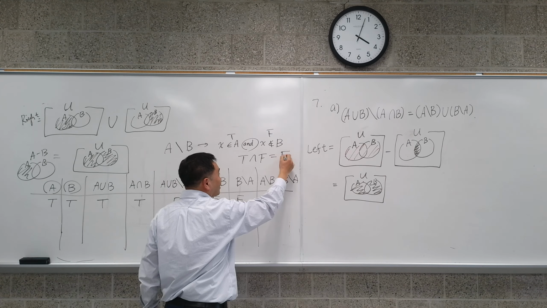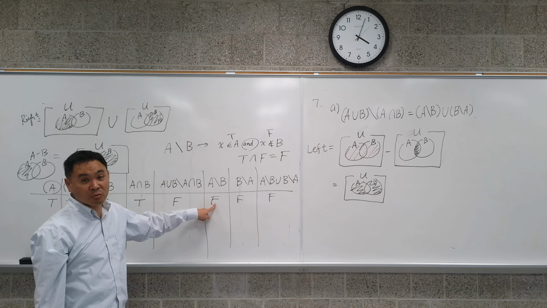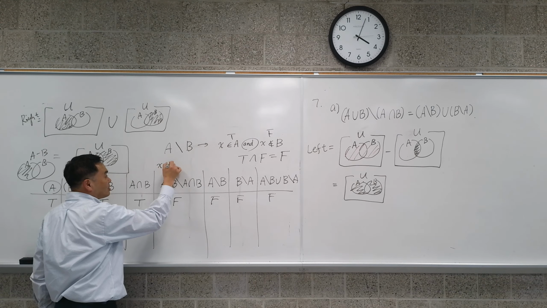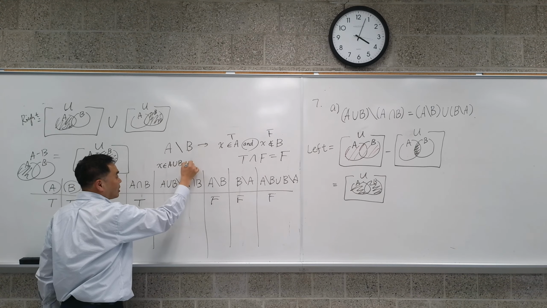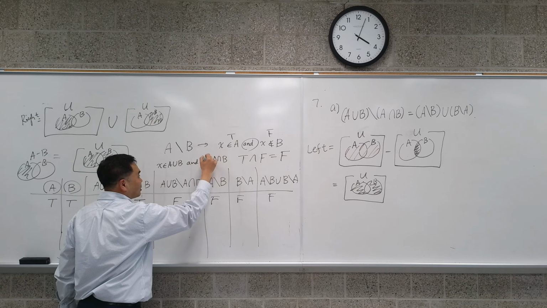False, right? This evaluates to false. So that's why you can put an F here. Okay. Same thing here. What does this mean? That means X is in A union B and X is not in A intersection B.